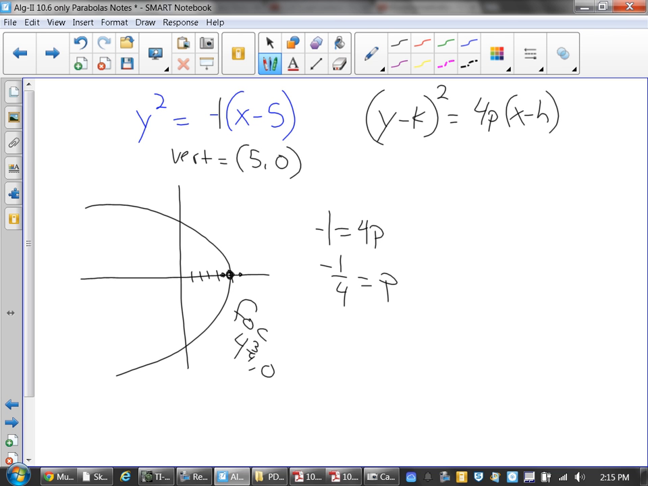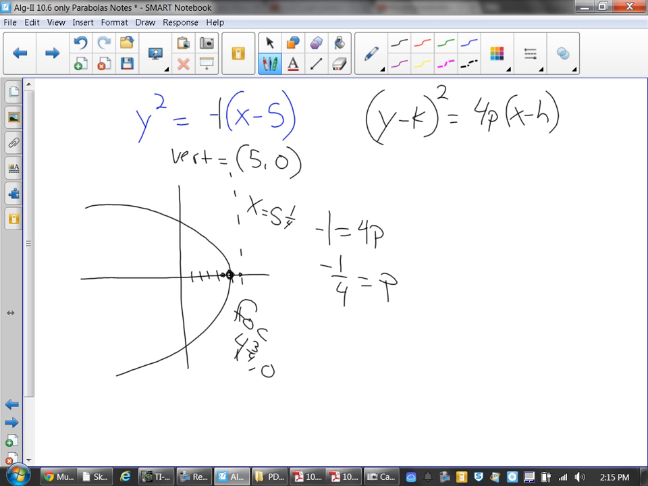Not really, but you are recording now. Of course. So the focus is a quarter to the left of 5, which is 4 and 3/4. The directrix is at x equals what? 5 and 1/4. Now, this is about the only time it makes sense to use a mixed number, just because it's a little bit quicker to graph it out. There's no reason to switch them around. Later on, you'll see that we'll never use them again.